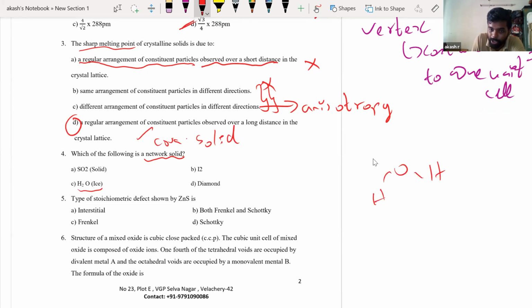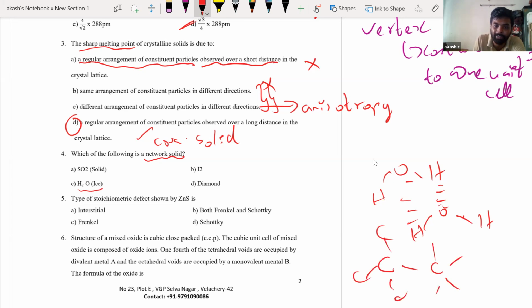Now, between 2 H2O molecules, I can have hydrogen bonding. That is okay. I can have hydrogen bonding between two water molecules, but this is not covalent. This is hydrogen bonding. But if you take diamond, all the carbon atoms you see are covalently linked with each other. So the answer to this question is diamond.